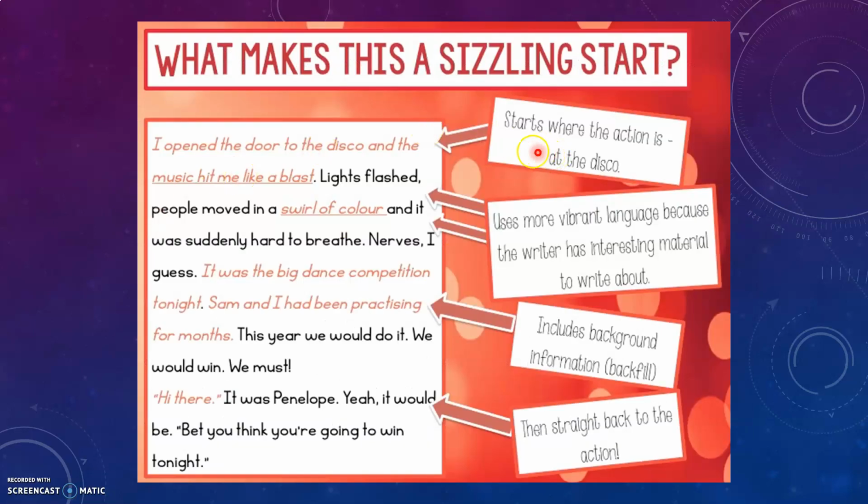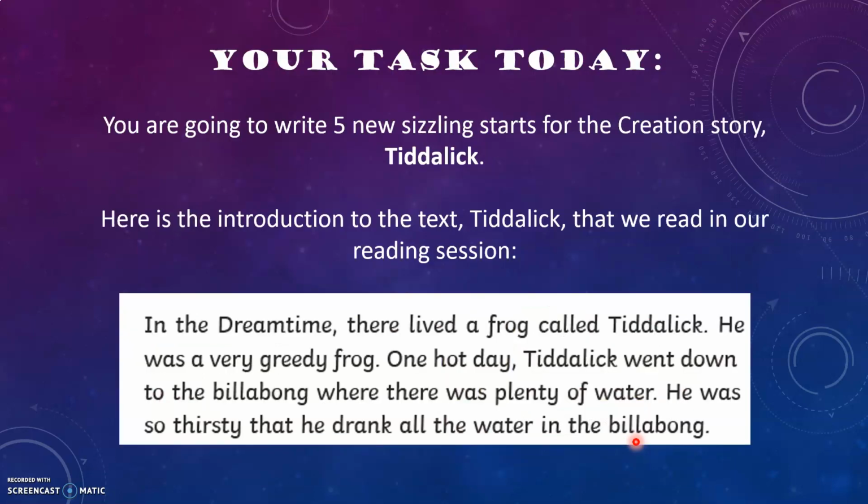So you start where the action is. Use lots more expressive language. Creation stories tend to use quite bland or boring language and just state what is happening in the story. So we want you to add some more exciting language. After you've started with the action, give a little bit of backfill. Tiddalik was greedy, Tiddalik was thirsty, and then straight back into the action. Add some dialogue if you know how to do that. That makes our story more interesting as well.